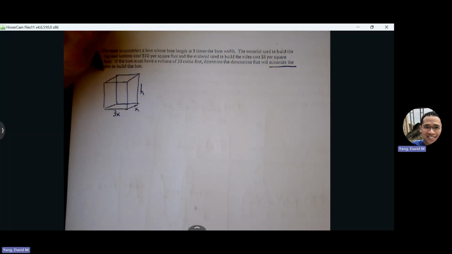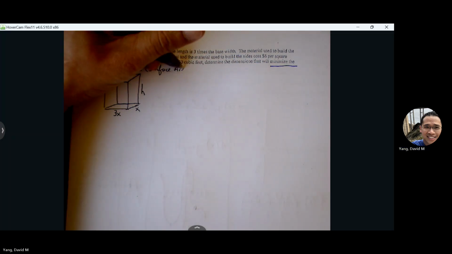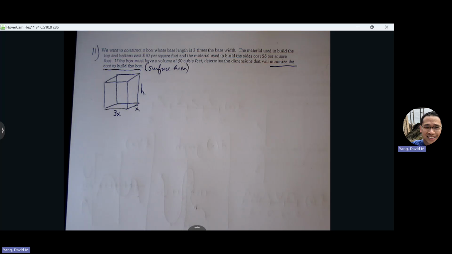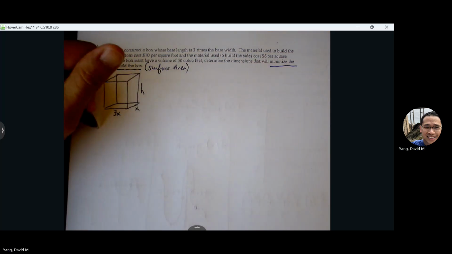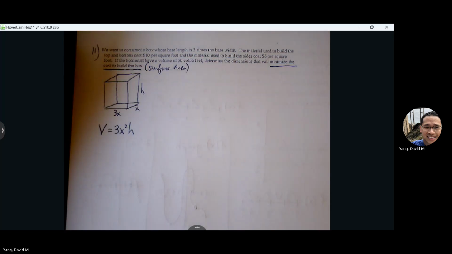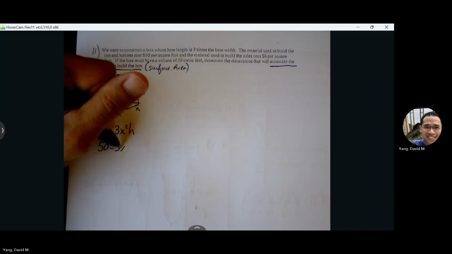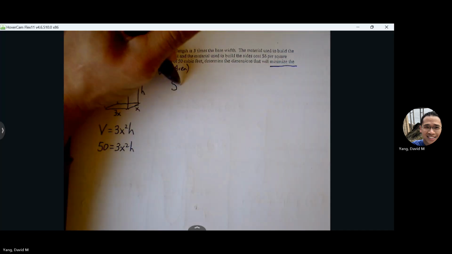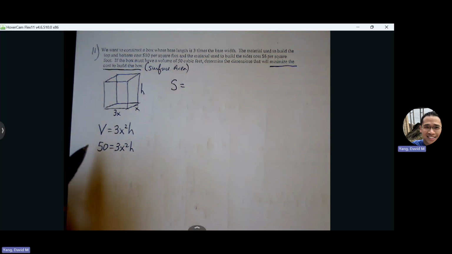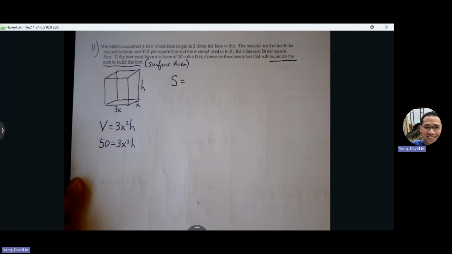Cost is related to surface area. They're going to be optimizing surface area, or cost. Volume is your supporting equation. Eventually, this volume information is going to help you get your surface area or your cost equation down to one variable.